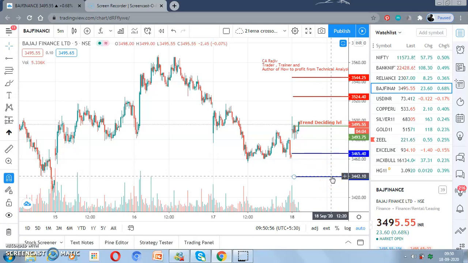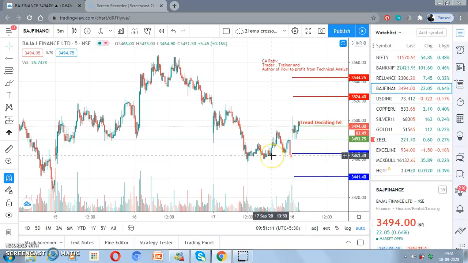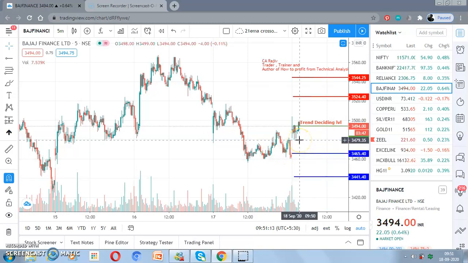These are the levels for Bajaj Finance, and please note, friends, that these are technical levels based on past data as well as the current data of the individual indices and the stocks. So I hope this will help you in your trading during the day.